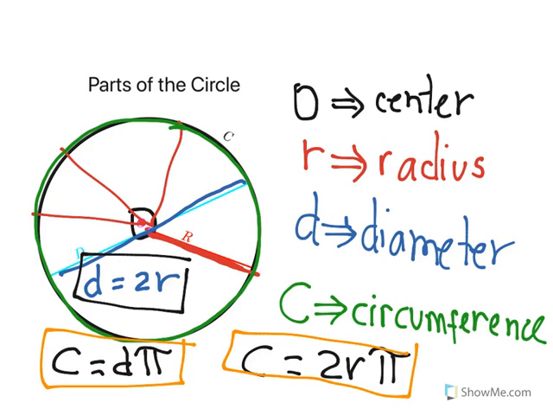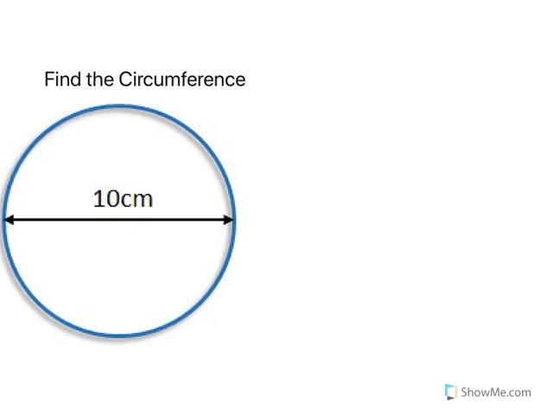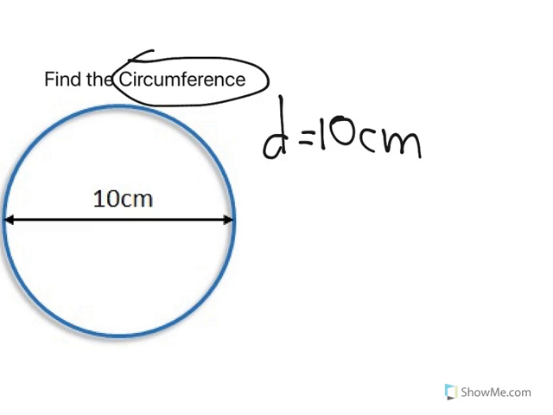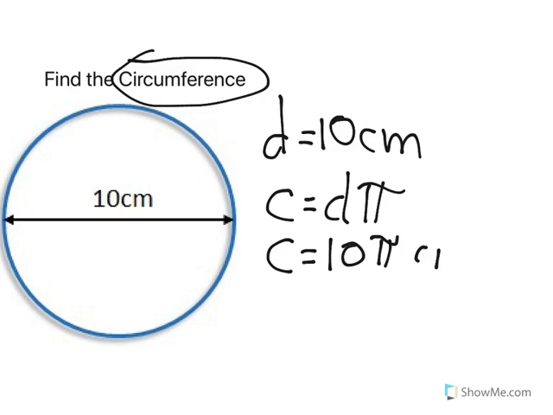So let's see an example of how we can use a formula to find the circumference. In this case, I got a circle and they give me that line that slices the circle into 2 equal parts. So I already know that that's my diameter. That's why I'm telling you it's important to know the parts of the circle. So diameter is equal to 10 centimeters in this case, and they're asking you to find the circumference. So I'm going to use my formula, D times pi. You just take your value and plug it into the formula. So it's going to be C equals 10 times pi, in this case centimeters.